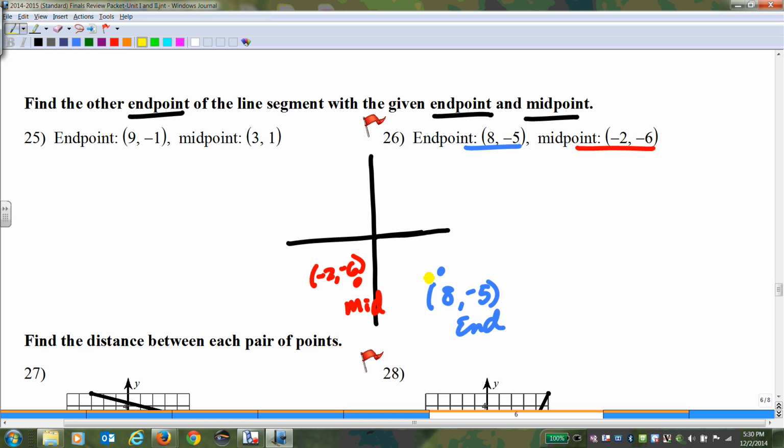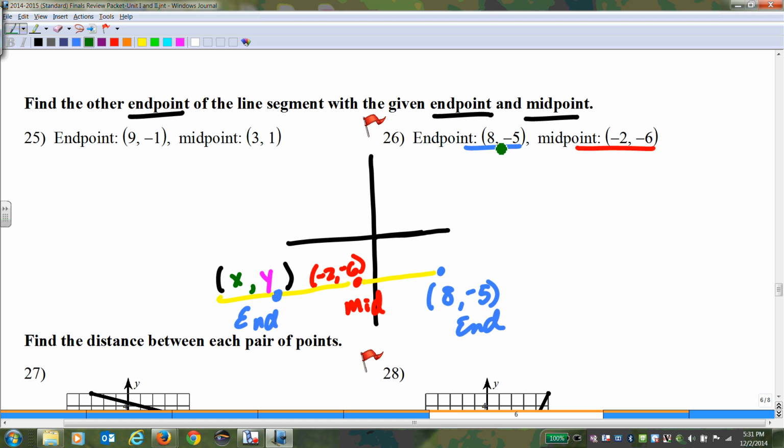Now we want the other endpoint. So visually it looks like this. That's an endpoint, that's a midpoint. So we're going to have another endpoint somewhere over here. I'm going to put a coordinate here, and we're going to find a coordinate for x and a coordinate for y. Several ways you can do this, but I'm going to do this just using logic.